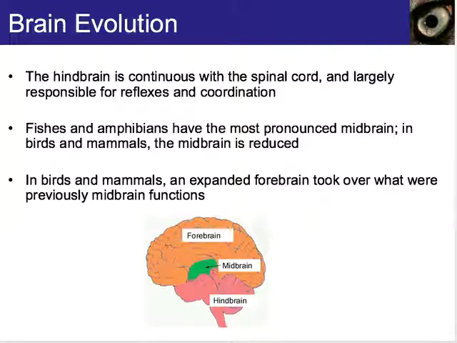Fish and amphibians have the most pronounced midbrain. In birds and mammals, the midbrain is reduced. In birds and mammals, we have an extended forebrain that took over what were previously midbrain functions.